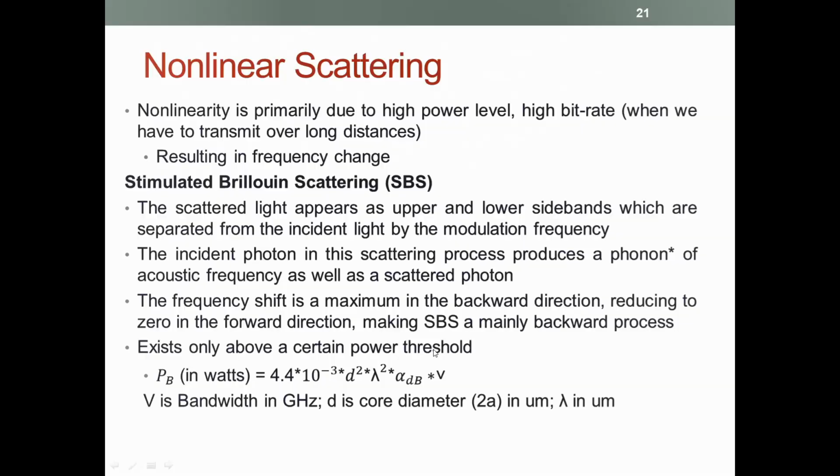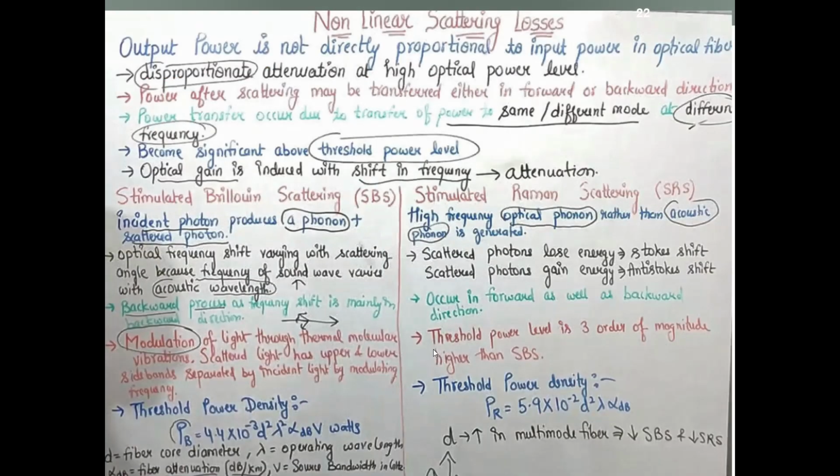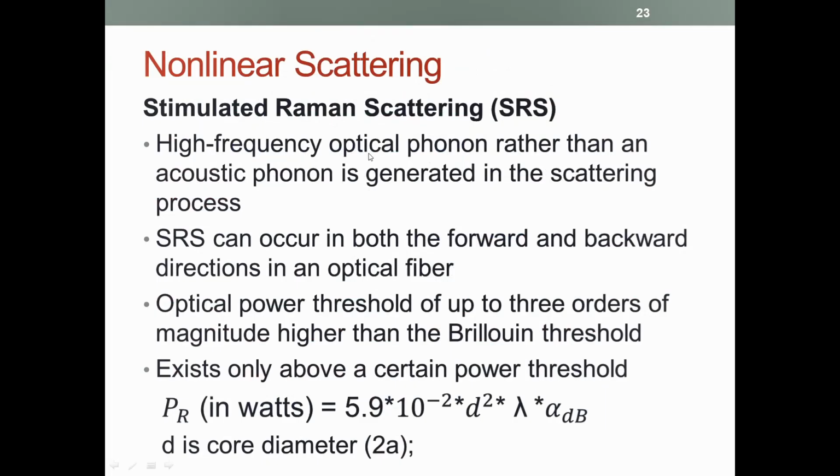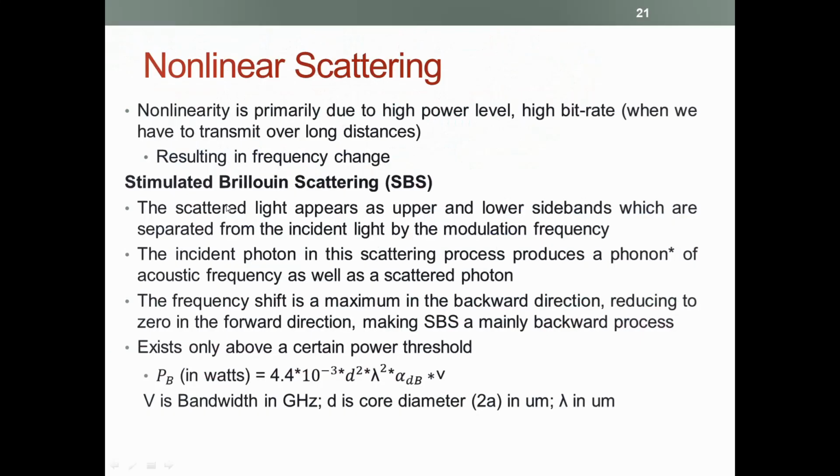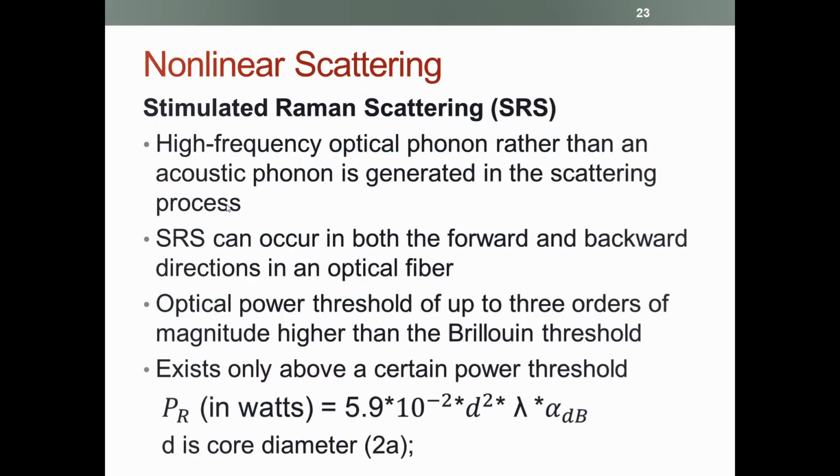Okay. So next comes Raman scattering. This involves high frequency optical phonons rather than acoustic phonons. Here in Raman scattering there are no acoustic phonons. In Brillouin scattering there are both acoustic phonons and scattered phonons. So you need to remember that. Raman scattering can occur in both forward and backward directions. In an optical fiber the power threshold can be given by 5.9 10 to the power minus 2 d square lambda square. These are the formulas you need to remember for the Raman scattering power threshold.